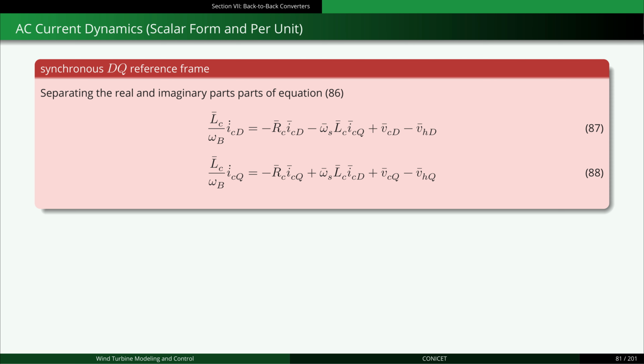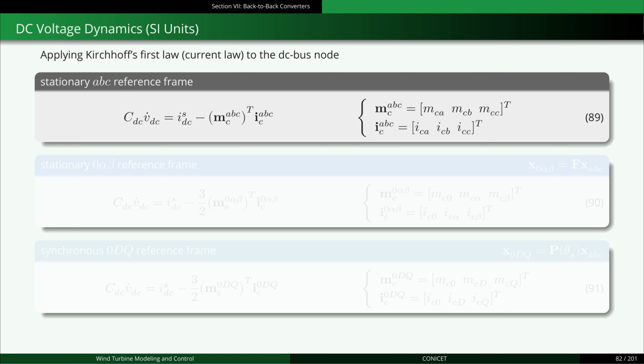These equations model the AC current dynamics of the grid-side converter. They are in scalar form and in per unit. In this model, the D and Q axes variables are constants, which simplifies control design and equilibrium point and eigenvalue calculations. Now we will describe the DC voltage dynamics. By applying Kirchhoff's first law to the DC bus node, we obtain the following equation in the stationary ABC reference frame. This equation uses vector notation and is in the International System of Units.